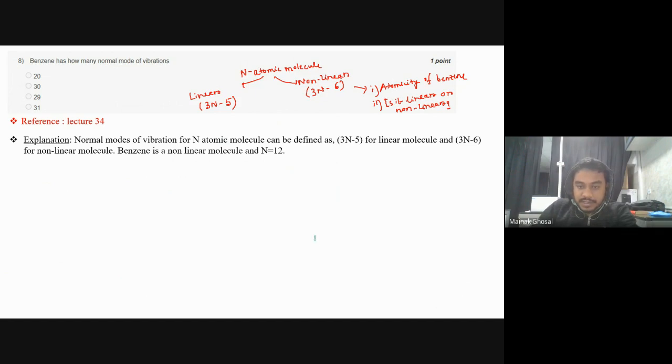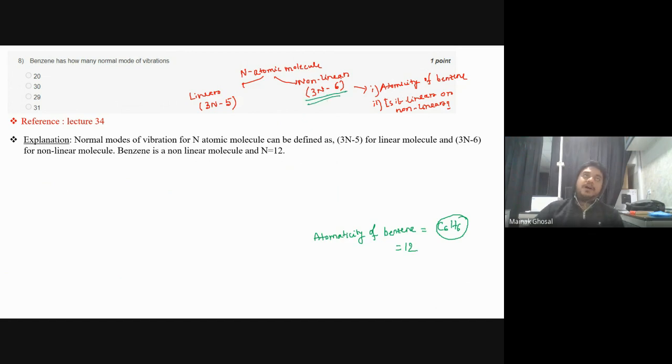And now, the atomicity of benzene, how can I get 12? Everybody knows the structure of benzene, which is C6H6. That means in benzene there are 6 carbon atoms and 6 hydrogen atoms. Total 12 atoms are there. And now you know benzene is a non-linear molecule. So since benzene is non-linear, the 3n minus 6 rule will be applied here.